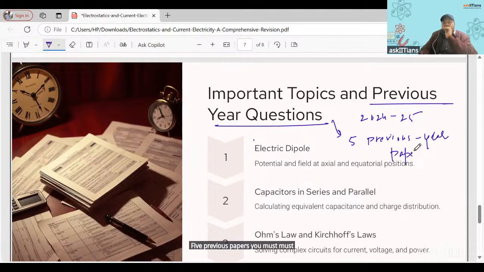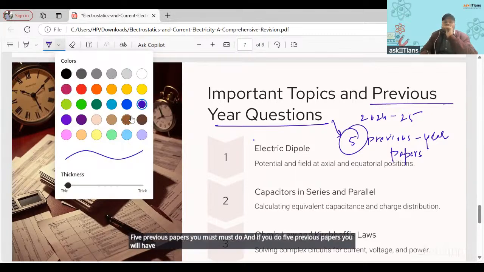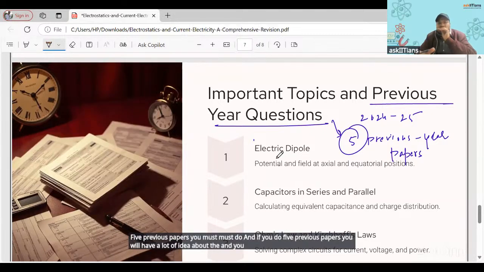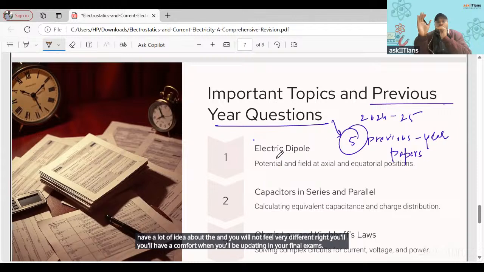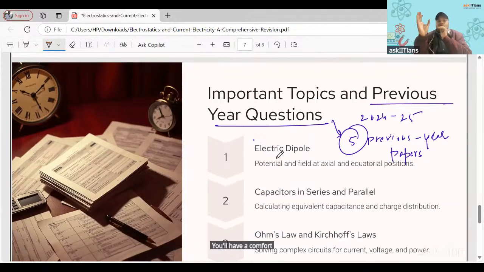And if you do 5 previous year papers, you will have a lot of idea about the exam and you will not feel very different, right? You'll have a comfort when you'll be appearing in your final exams. A comfort level will come.